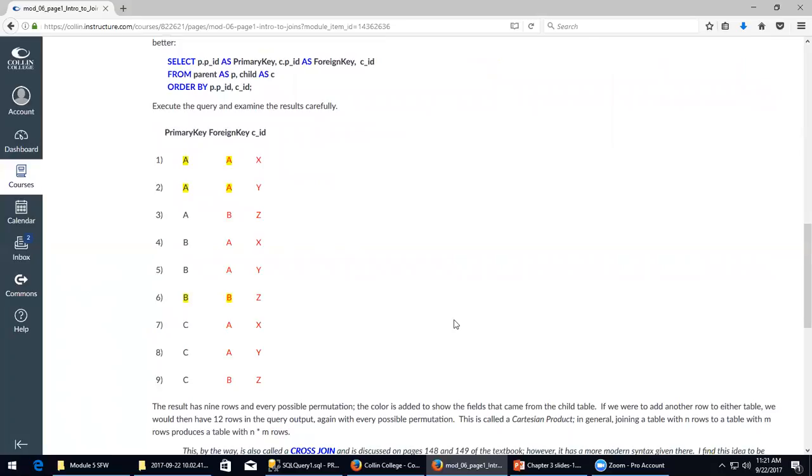Notice the rows I got. I numbered them for you: 1, 2, 3. I didn't put any order by on there, so if you actually ran it, you might not get them in that order. But those are the 9 rows you would get. 9 rows.